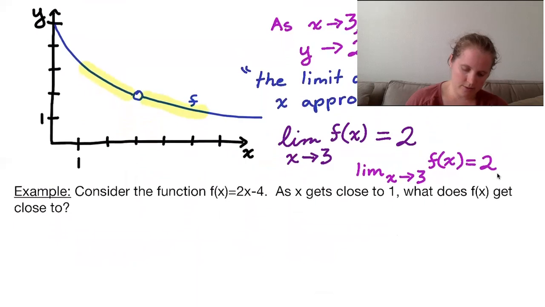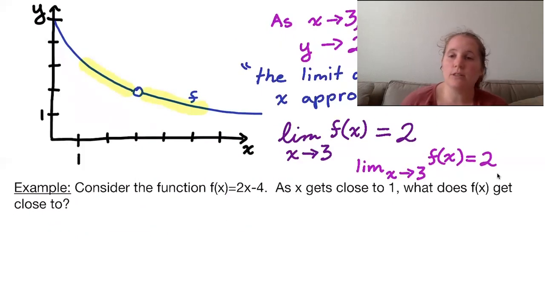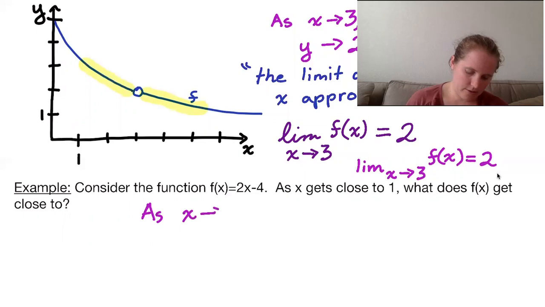So in this one, the problem: consider the function f of x equals 2x minus 4. As x gets close to 1, what does f of x get close to? We saw this in the previous page or video again. We computed just for x values getting closer and closer to 1, what happened to f of x? And we saw that as x approached 1, that f of x was going to -2.